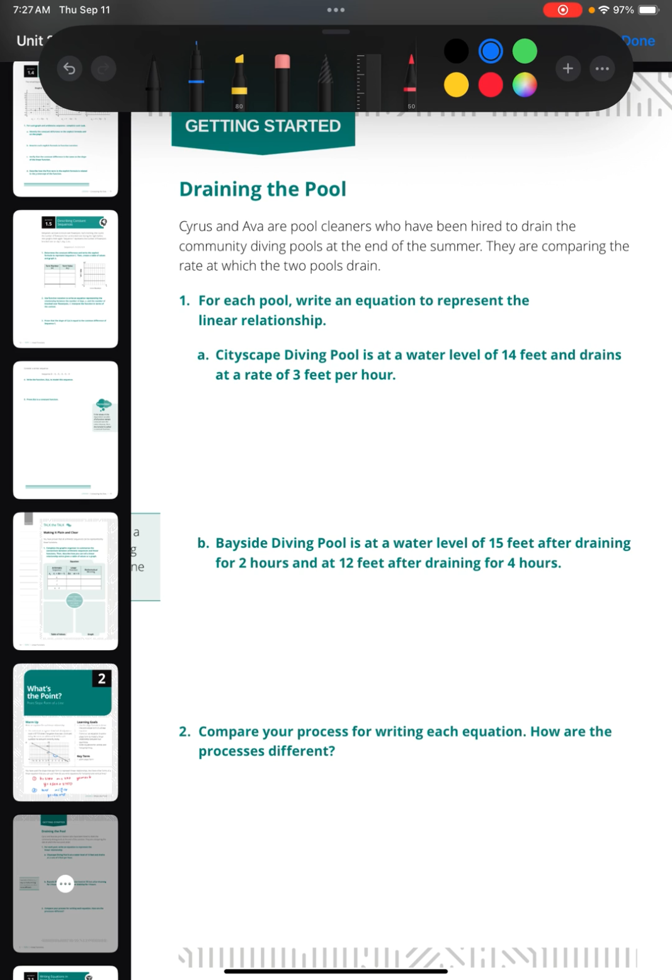So A, the city diving pool has a water level of 14 feet and drains at a rate of 3 feet per hour. So again, starting value 14, call that our y-intercept. Slope, it's draining, so it's going down 3 feet per hour. So we could say y equals negative 3x plus 14.